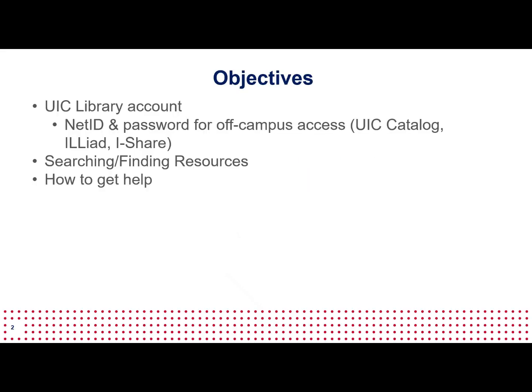For this orientation, we will be reviewing two parts, the UIC Library website and the main nursing guide. Some things we will go over are using the UIC Library account, NetID and password for off-campus access to the UIC catalog, ILLiad, and iShare, searching for resources, and how to get help.